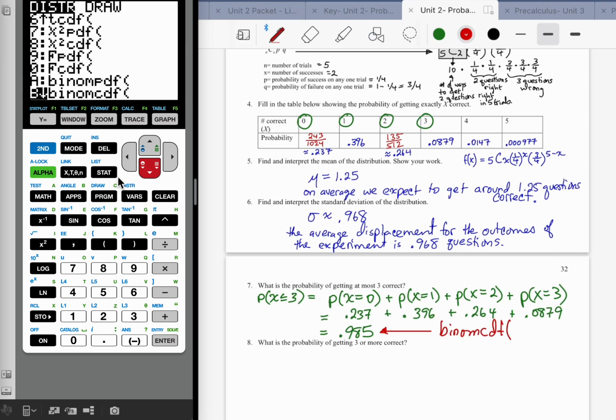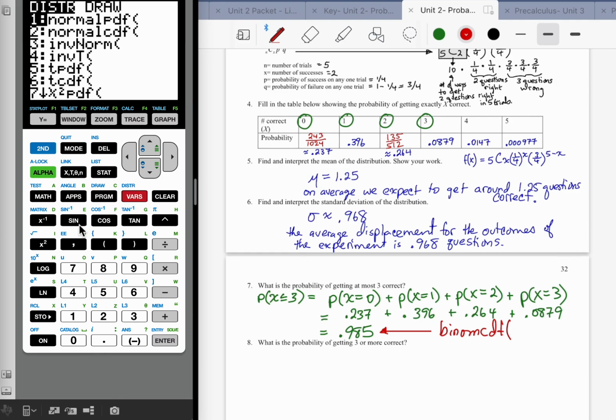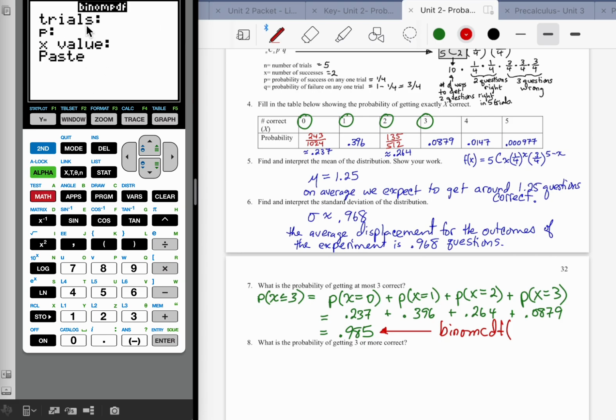That's a cumulative density function. See, it's very easy to confuse that with Binomial PDF. PDF is for a particular value. I mean, the P doesn't stand for particular, but it's a probability density function. The cumulative density function gives you probabilities over an interval. So when I hit enter on that, you see, unfortunately, it has a similar setup. I'll go back to Binomial PDF real quick. Second vars is what I meant to hit. Second vars option. It was the Binomial PDF. You see it's trials, the P and the X value.